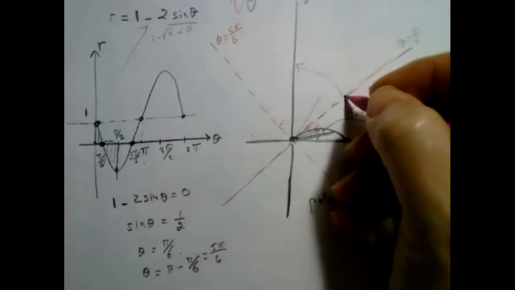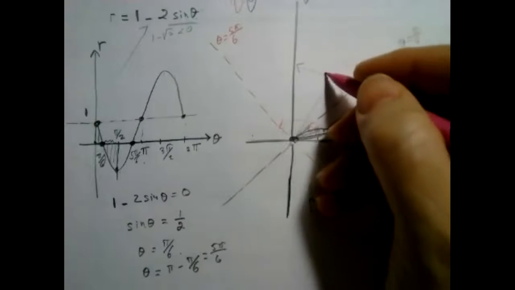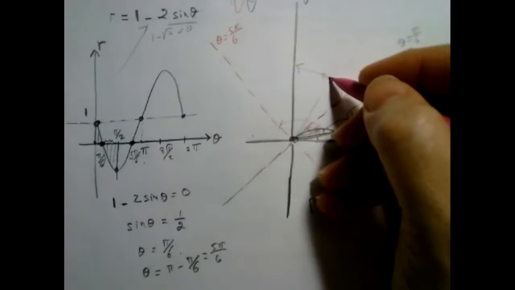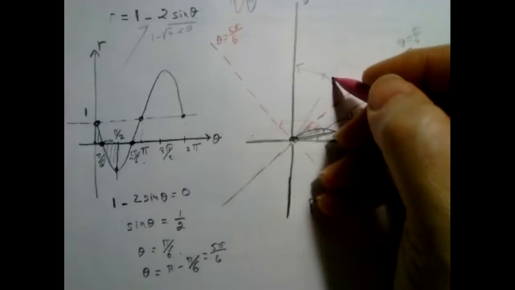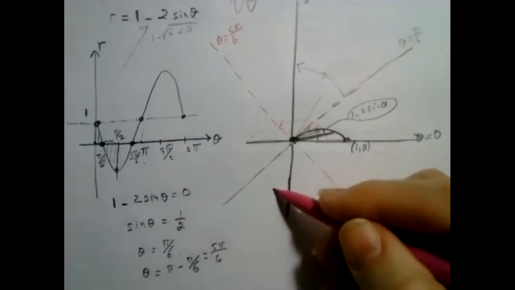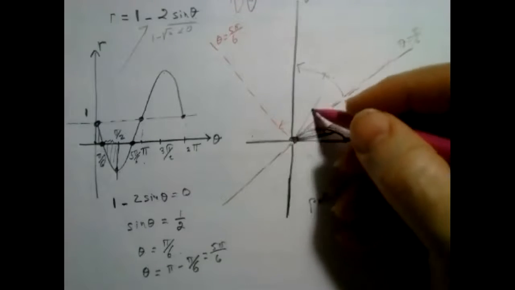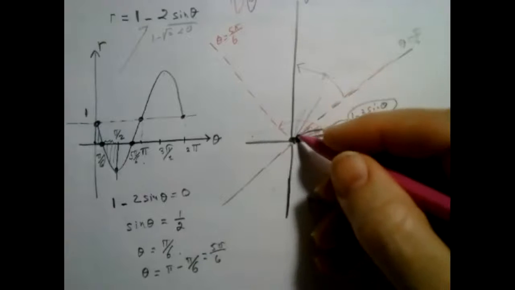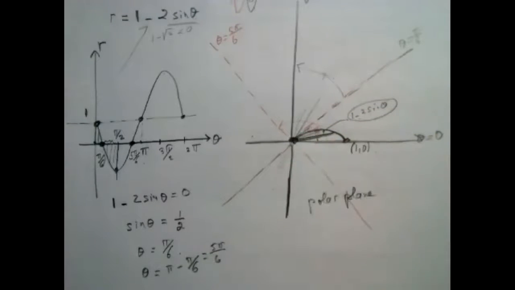If I take any value from here to here, R is negative. It means when theta is between pi over 6 and pi over 2, if theta is in this quadrant or in this piece, the R is negative. It means my R has to be right there because it's negative. So if I take any theta here, the R is going to be right there. It's going to be totally negative.